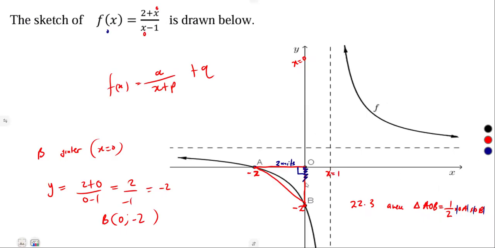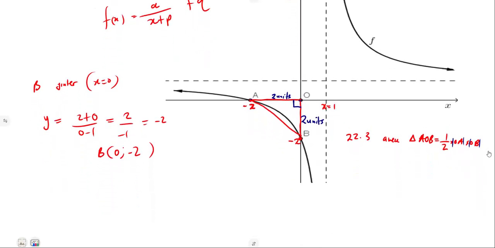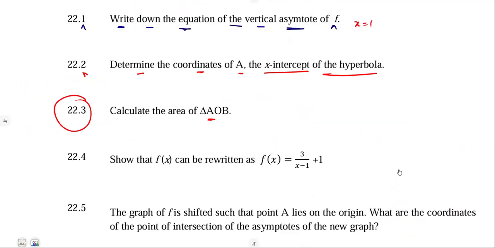Therefore, the distance from O to B is 2 units. Consider the magnitude, that's the distance, the length. So the area of triangle AOB is half of, from O to A, 2 units, times from O to B, 2 units again. So half times 2 times 2 gives us 2 square units. You're considering area, measured in square units. Just like that. So this is what we had on this part.